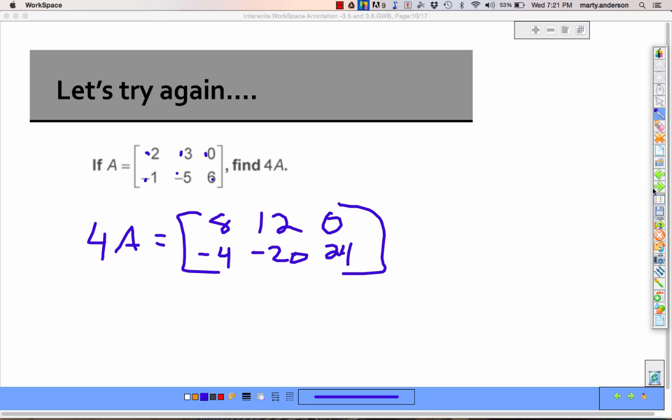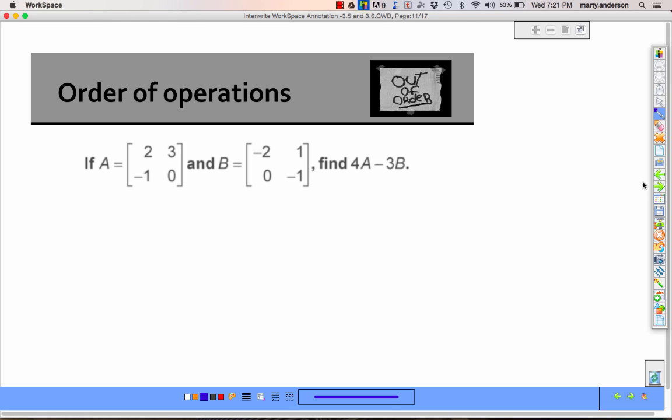Scalar multiplication is just multiplying all of the elements of a matrix times the same number. Order of operations, what do you do first? 4 times A minus 3 times B. The first thing you always do is multiplication before subtraction. So the first thing I'm going to do is figure out what is 4A.